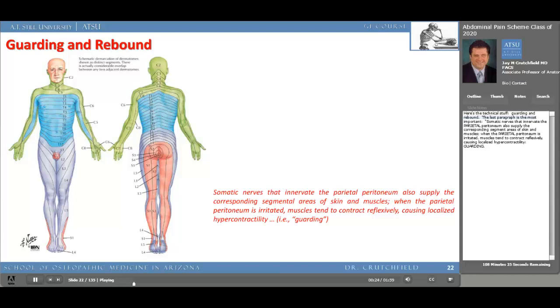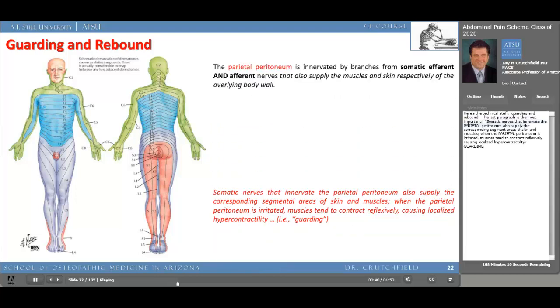The parietal peritoneum is innervated by branches from somatic, efferent, and afferent nerves that also supply the muscles and skin, respectively, of the overlying body wall. That's what we just said, and we said that in the previous slide. The visceral peritoneum is innervated by branches of visceral afferent nerves, which travel with the autonomic supply to the underlying viscera. So continuing, the different sensations arising from pathologies which affect either the parietal or visceral peritoneum reflect these differences in patterns of innervation.